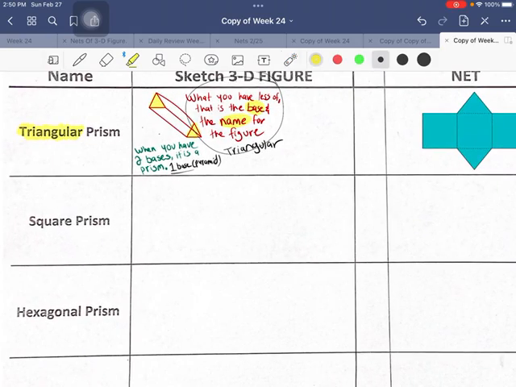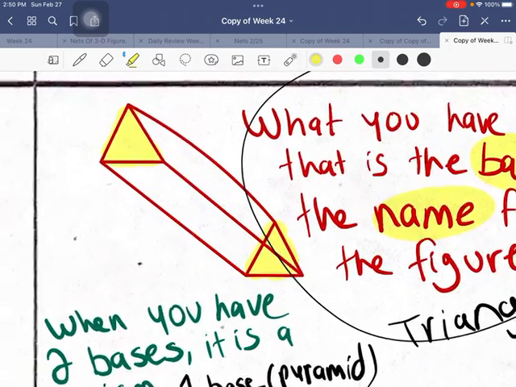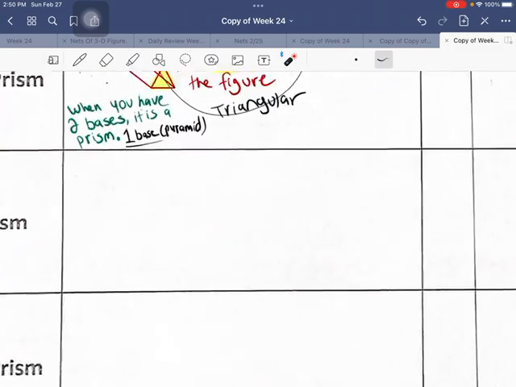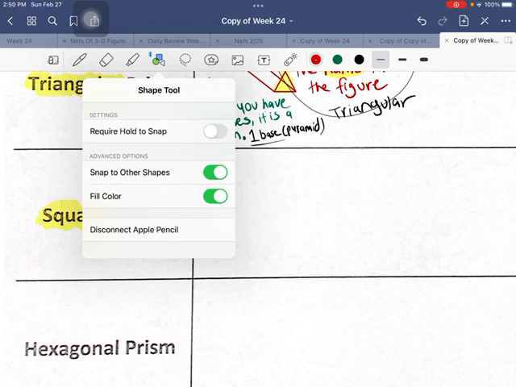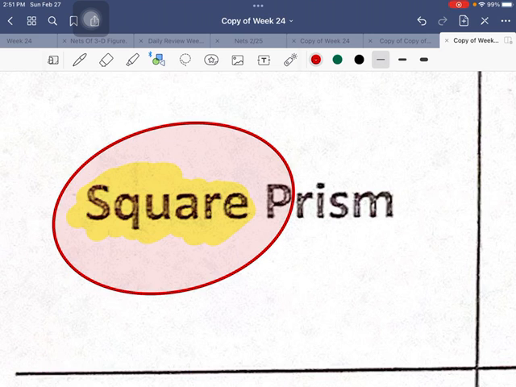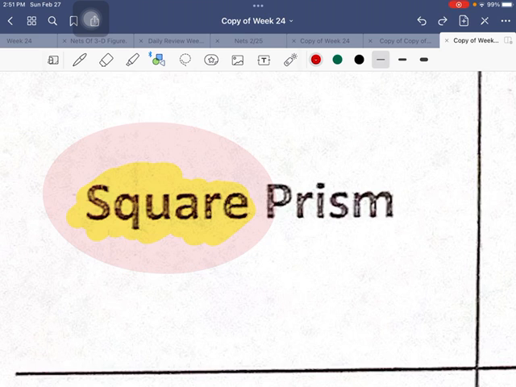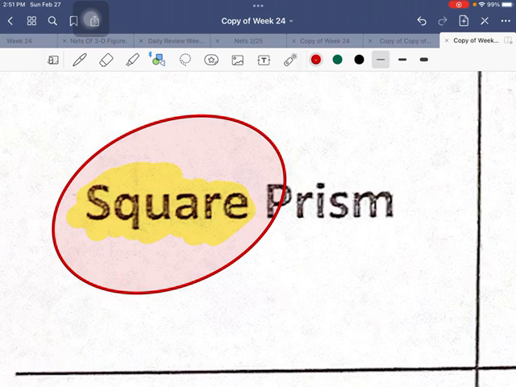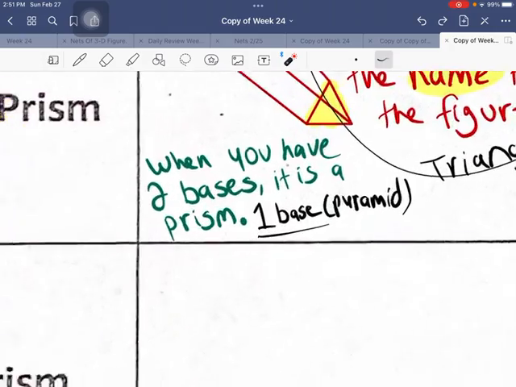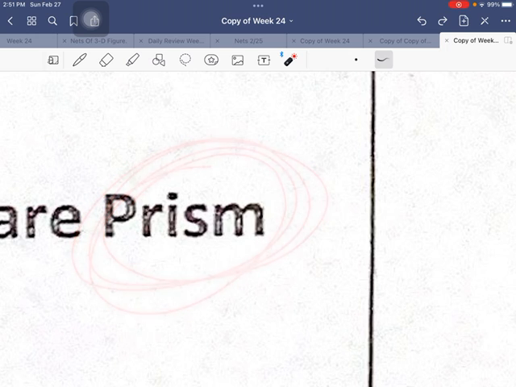Now, square prism. A square prism is going to look basically the same as this, but instead of triangles, what do you think we're going to have? Squares, muy bien. Ahora otra vez. First, what you need to draw. What are going to be my bases right away? Squares, correcto. What do we have to draw first? Squares. That's exactly right. This is what we're going to draw. Now remember, when you have 2 bases, it is a prism. Entonces, como es prism, we're going to have to draw 2 squares.